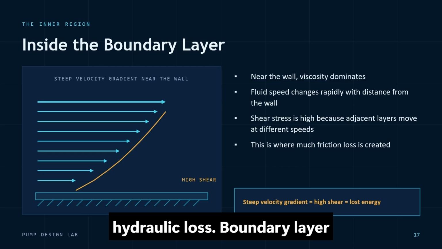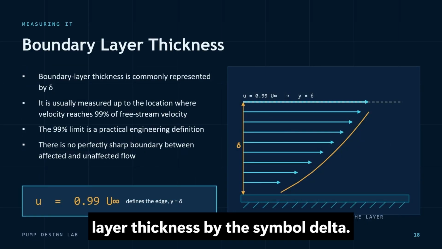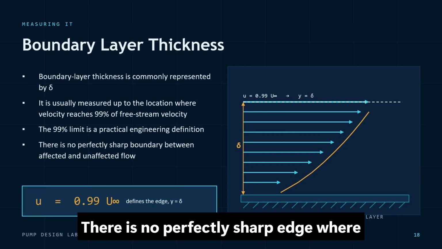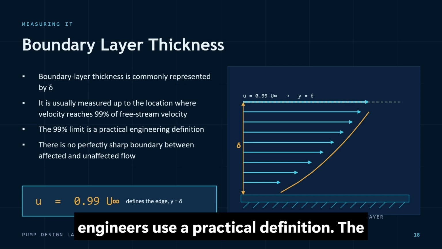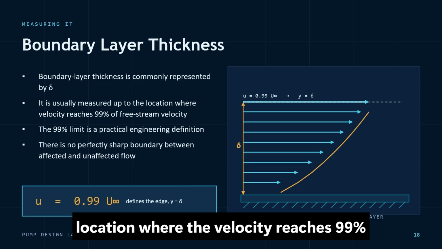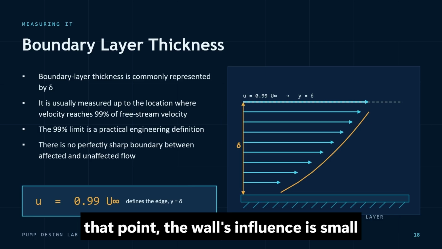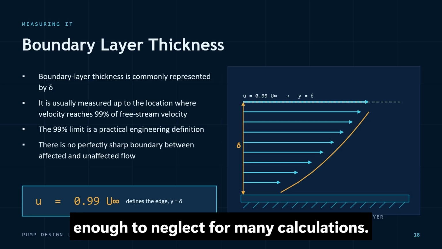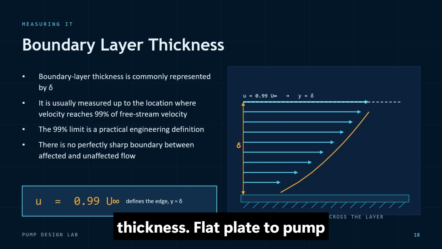Boundary layer thickness. We usually represent boundary layer thickness by the symbol delta. There is no perfectly sharp edge where the boundary layer suddenly ends. So engineers use a practical definition. The boundary layer edge is often taken at the location where the velocity reaches 99% of the free stream velocity. Beyond that point, the wall's influence is small enough to neglect from many calculations. To discuss the layer properly, engineers need a practical way to define its thickness.